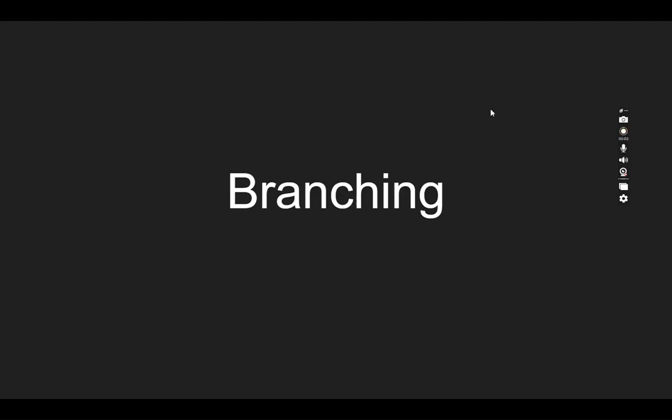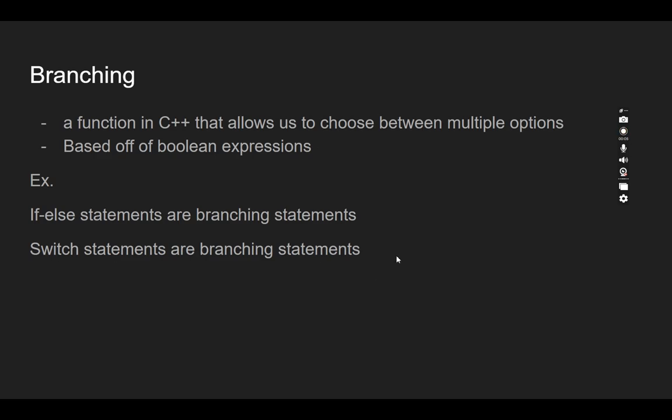So let's talk about branching. Branching is any function in C++ that allows us to choose between multiple options, and they are based off of Boolean expressions, so they depend on the true and false values that we set, and depending on whether or not they meet those conditions, the program will choose between the different options that we put in.